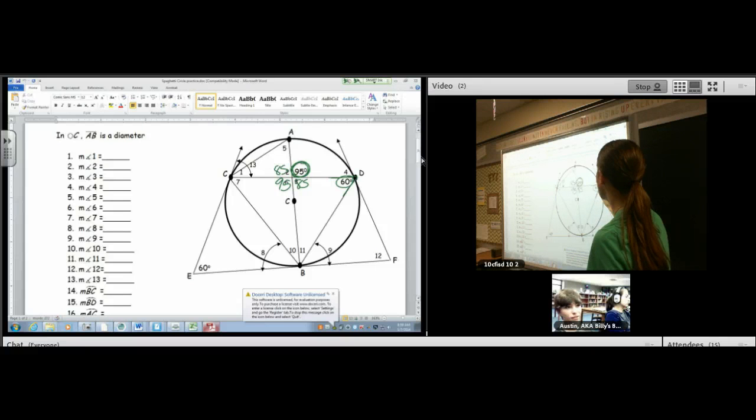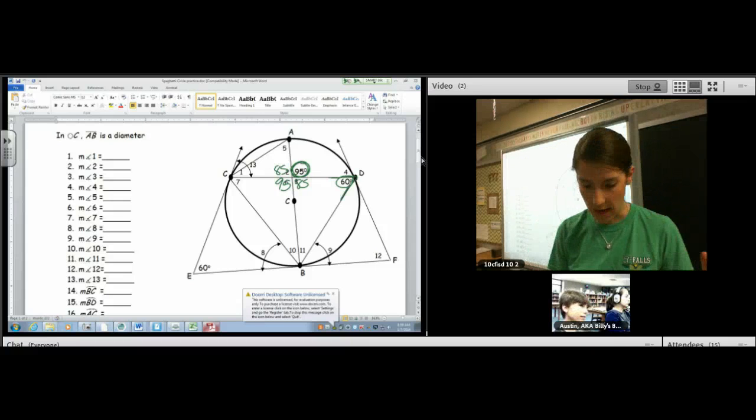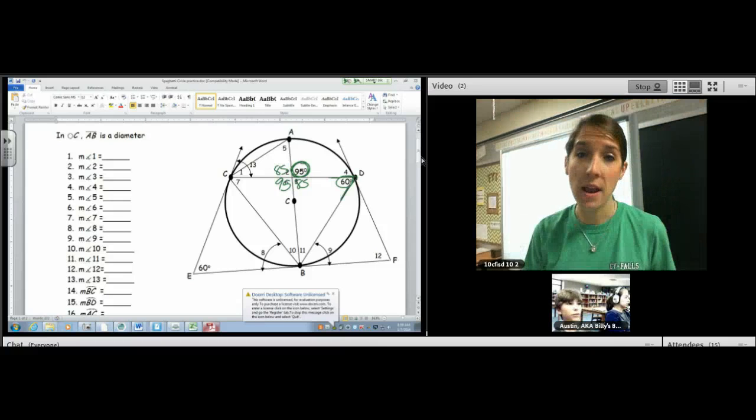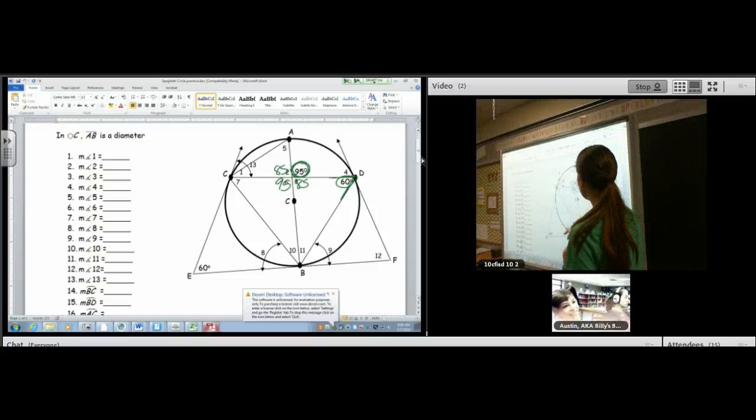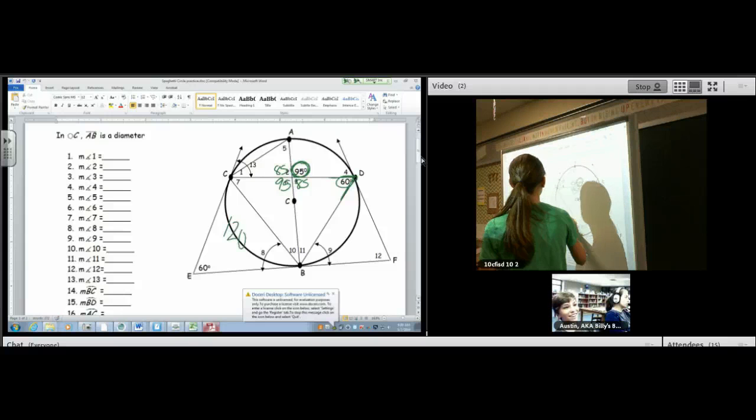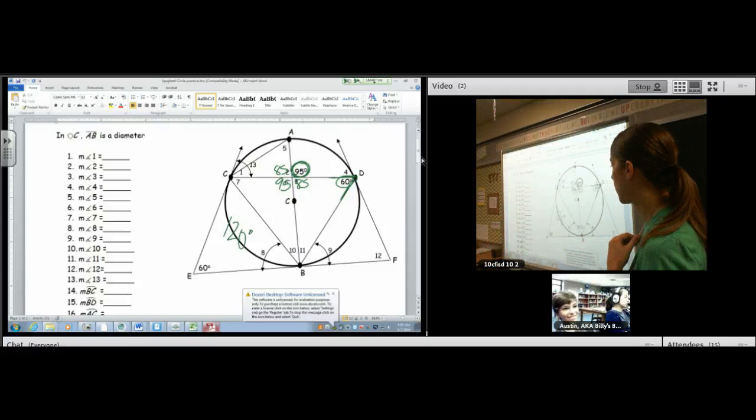Now I need to work with the only other angle that they gave me, and that was 60. You always ask yourself, what type of angle is that? That's an inscribed angle. I know inscribed angles are half of their intercepted arc. So I'd find the arc that goes with 60, which is CB. I would take 60 and double it. So that arc is 120.